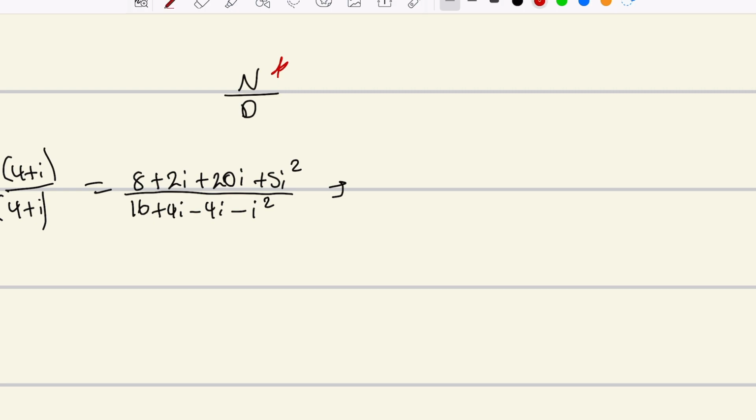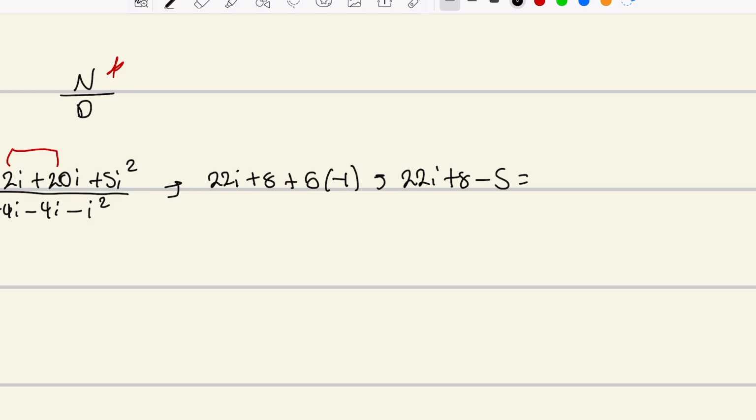So let's do this one first. 20i plus 2i is 22i. Let's write this out a little bit here. 22i, okay, plus 8. Now we're going to do plus 5 times negative 1, which makes this 22i plus 8 minus 5, which we get 3 plus 22i.